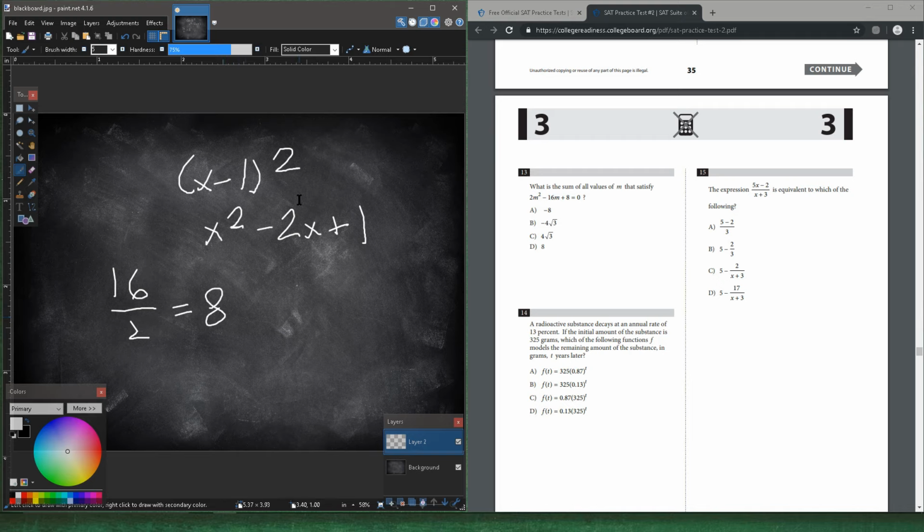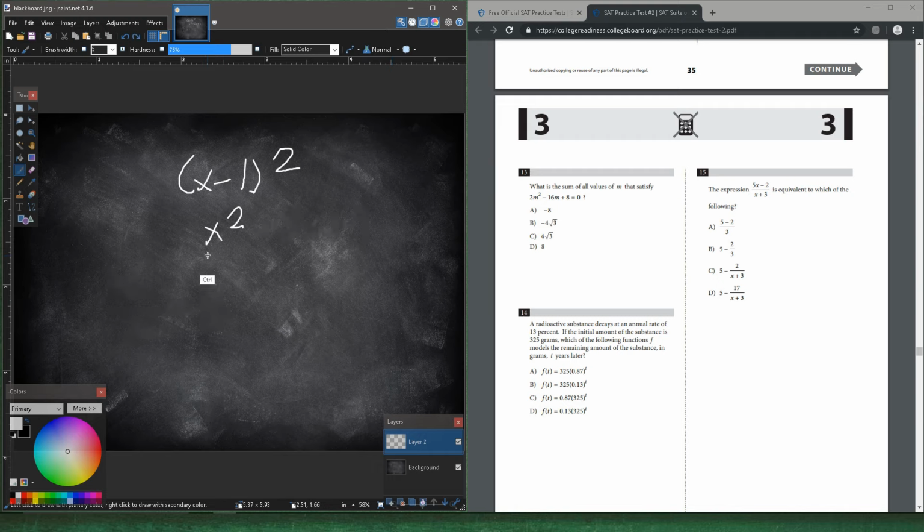This has to be negative, though. If this is positive, then this is negative 16, so negative 16 divided by 2 is negative 8. So if this is negative 16 by itself right here, then 16 divided by 2 is 8. So we have 8. 8 is the sum of all the possible values. Like 8 is the answer. So the answer would be D, because I can show you why it's true.